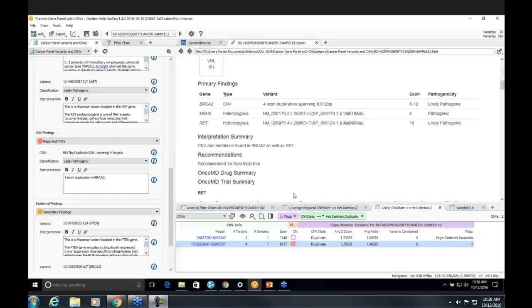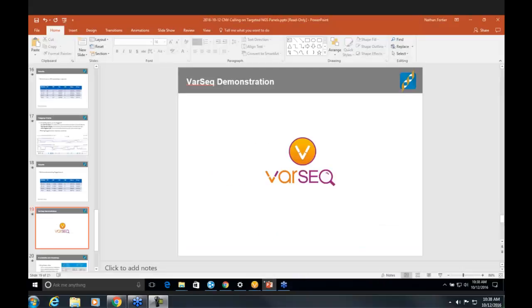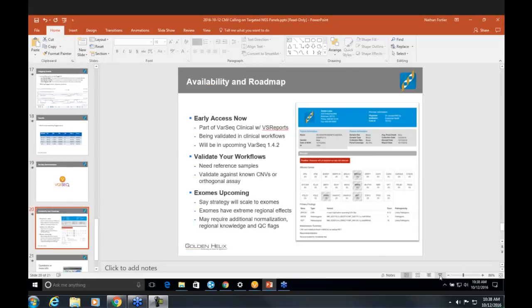And so that gives you an idea of how you can use the CNV calling algorithm in VARSeq and incorporate it into your clinical workflows. And with that, I would like to go ahead and pass it back to Gabe Rudy, who can tell you a little bit more.